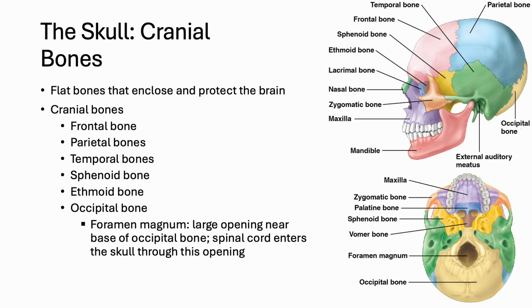The ethmoid bone is positioned between the eyes and supports the nasal cavity while helping form the medial walls of the orbit. At the posterior skull, the occipital bone provides protection for the brainstem and cerebrum. Within the occipital bone lies the foramen magnum, a large opening through which the spinal cord connects to the brain. These bones are joined together by immovable fibrous joints called sutures that lock tightly in place.